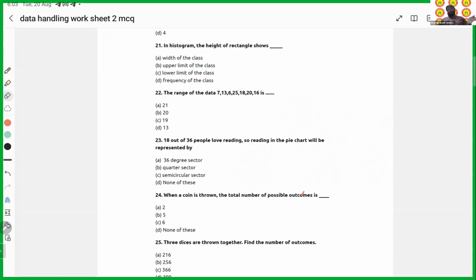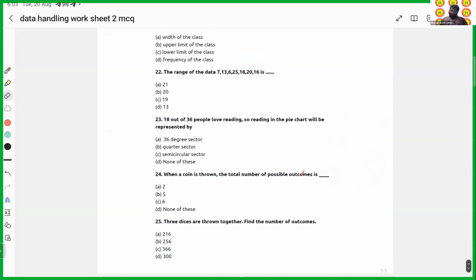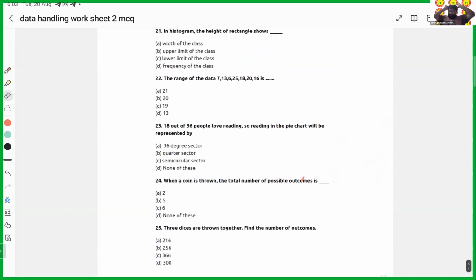I gave you a biscuit packet with 10 biscuits in it. I had 5 biscuits. What is the part of biscuits you have? 5. It's that kind of question. When a coin is thrown, the total number of possible outcomes is 2, sir. Very good. 3 dice are thrown together. Find the number of outcomes. 216, sir.